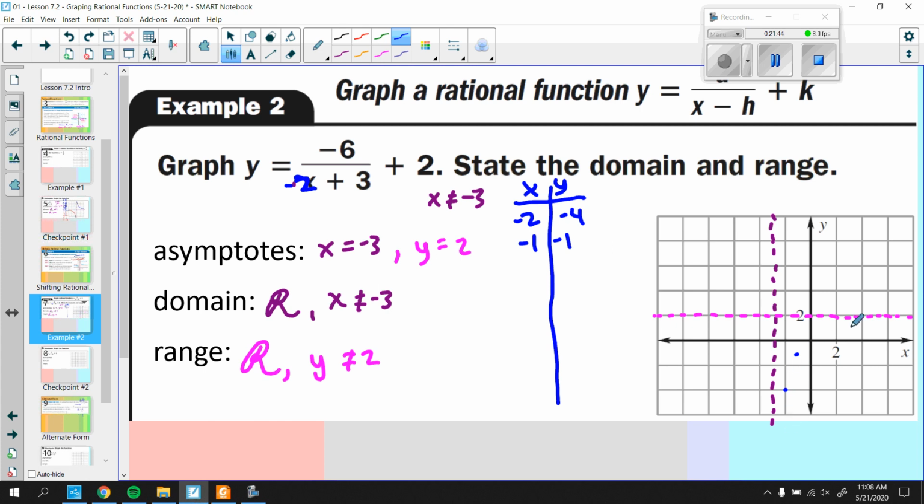Okay, so I can kind of see what's going to happen here. I think I know what's going to happen as far as this is going to be a branch down here. Let's get the rest of them. Let's just keep rolling with it.